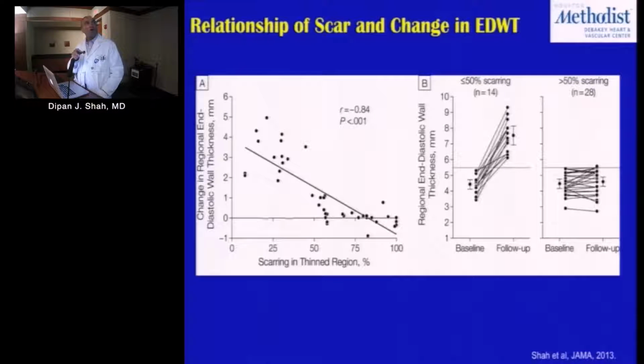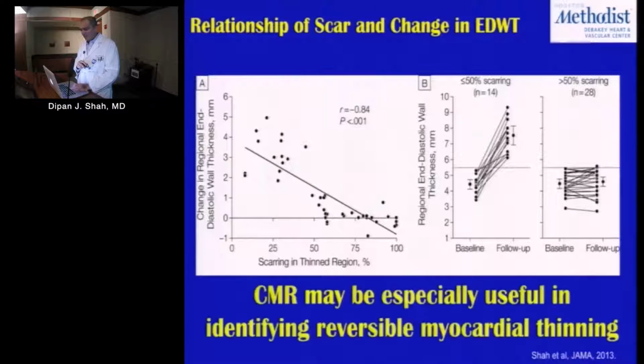And in fact, also when you look at remodeling of the ventricle, you look at an actual increase in thickness of the wall. You can see that for those patients with limited hyperenhancement in the thinned area, you can actually see a reversal of that wall thinning. So the wall thickness goes from a mean of about 4 to almost 7 or 8 millimeters. Whereas obviously those patients with extensive hyperenhancement, you can see that the wall thickness really doesn't change significantly after revascularization.